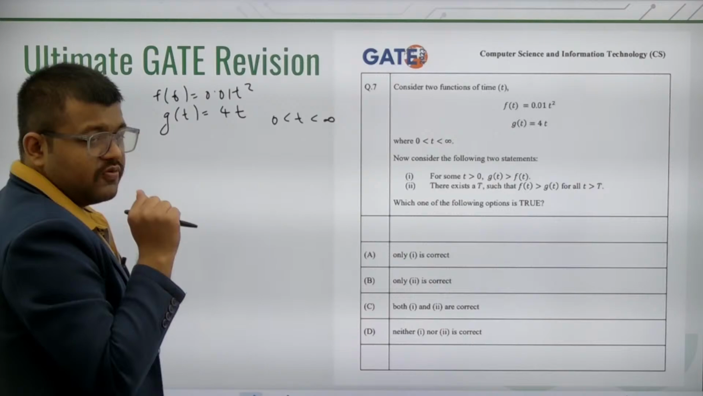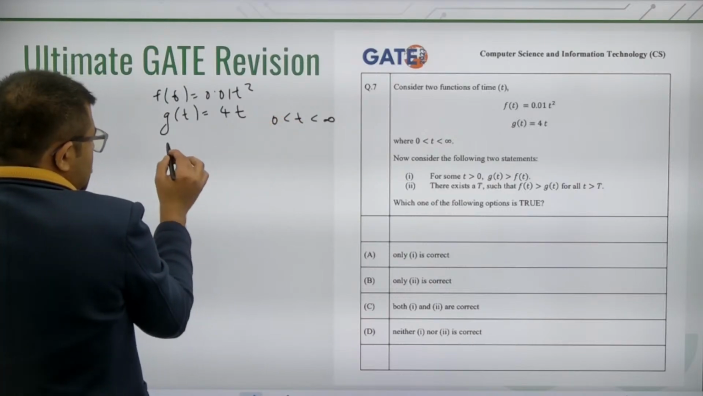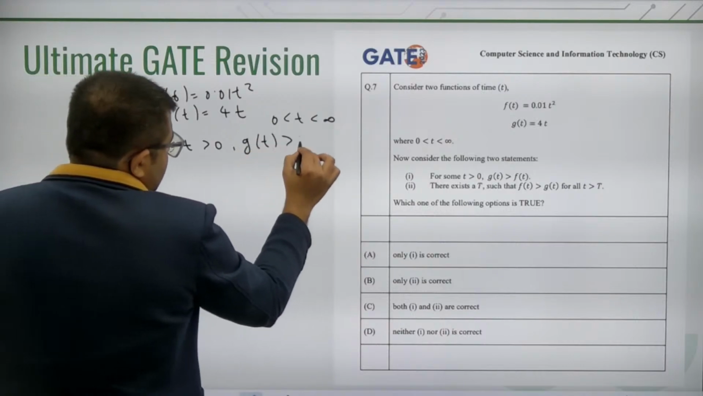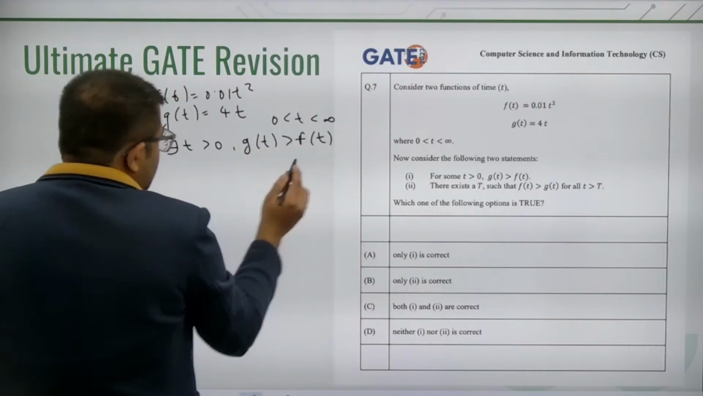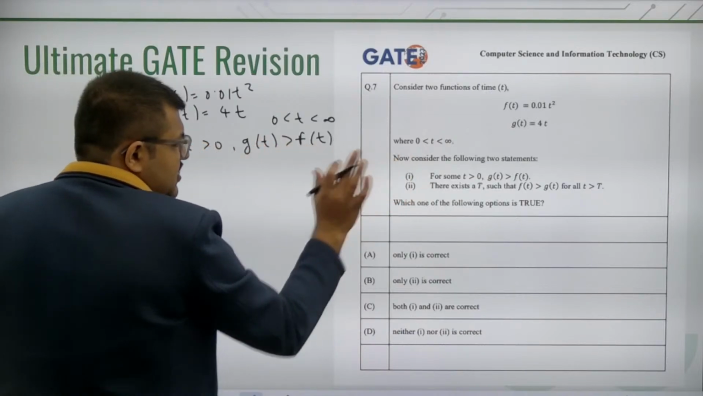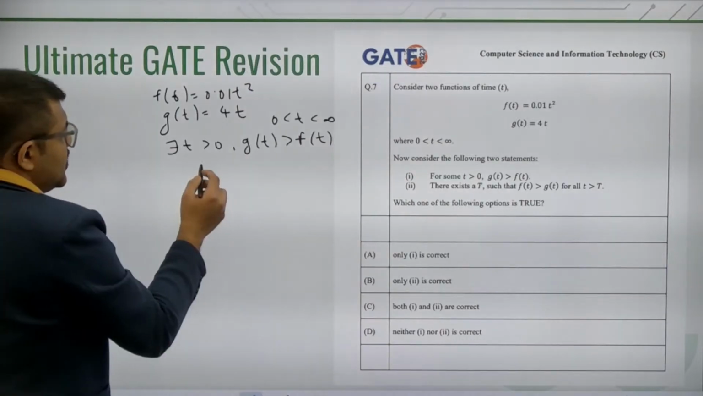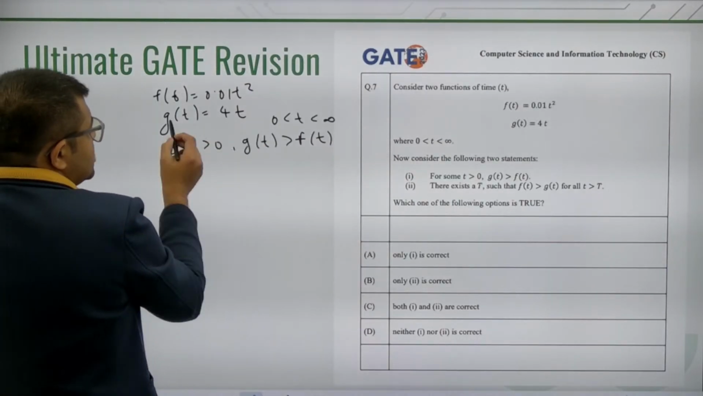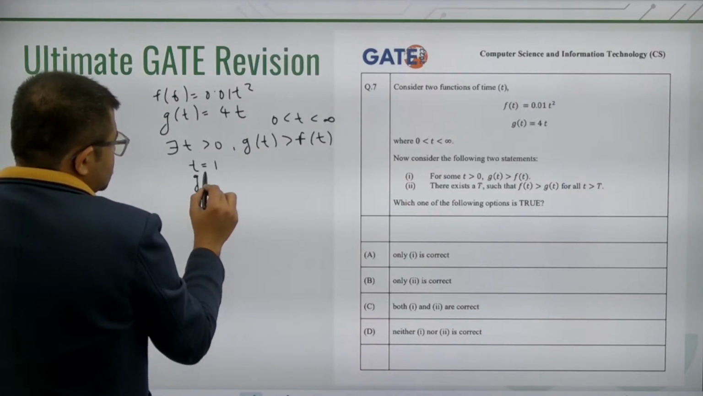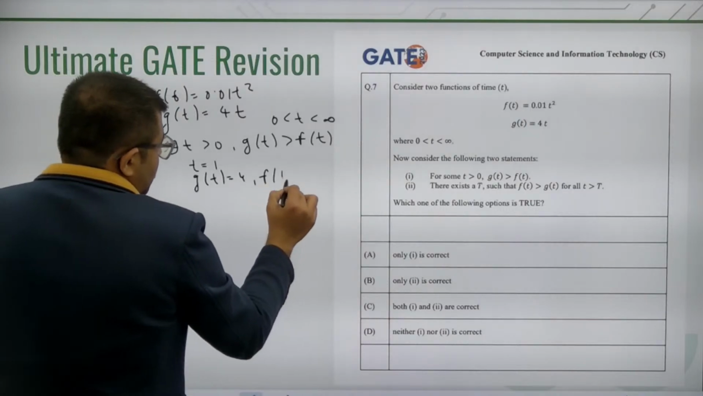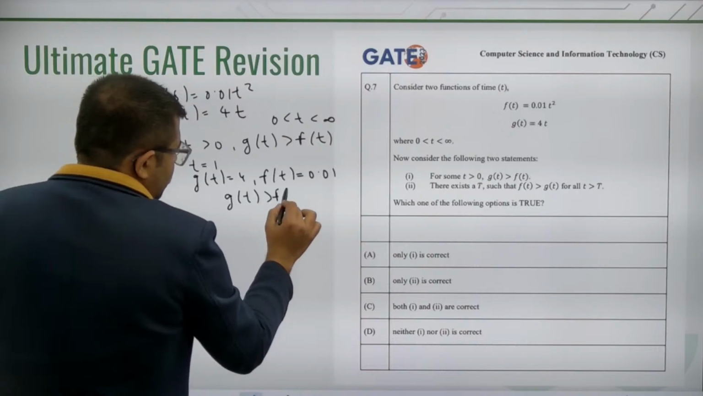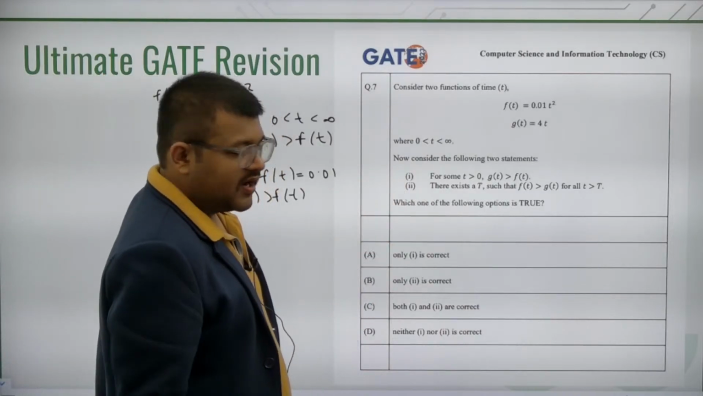Dekho what it is said. For some t greater than 0, g of t is greater than f of t. Means what? If we get even one value of t which is greater than 0, which satisfies this condition, then the first case is true, right? If I put t equals to 1, I can clearly see g of t is greater than f of t. If t equals to 1, g of t will be equal to 4, f of t will be equal to 0.01. So g of t is greater than f of t for t equals to 1. So my first statement is correct.